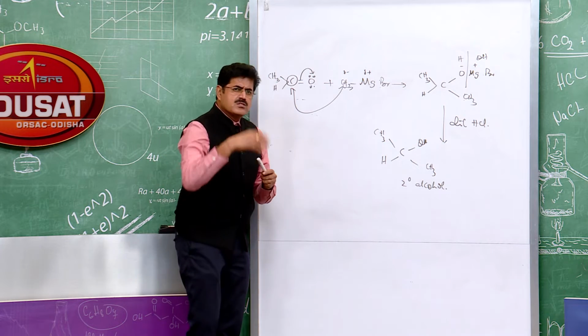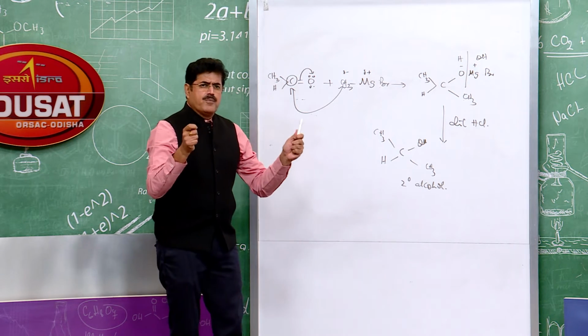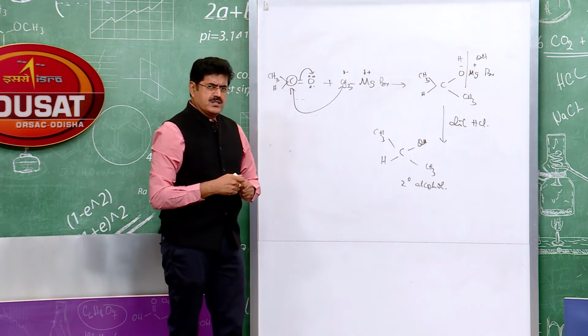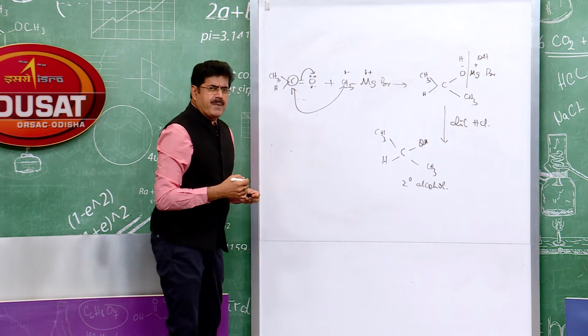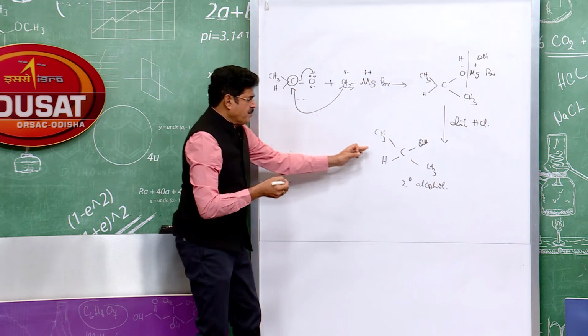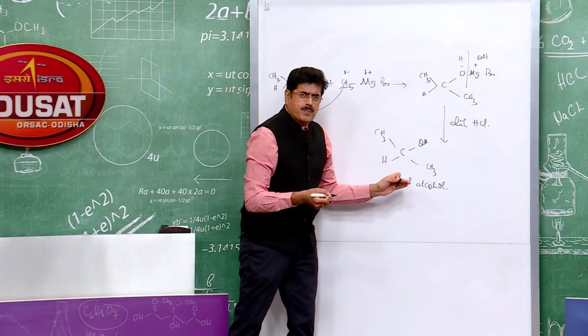Now I am asking a question, students. You can answer this question. Tell me, how will you prepare isopropyl alcohol by using a suitable Grignard reagent? Isopropyl alcohol is this one, or propan-2-ol. This is propan-2-ol, or by the common name, isopropyl alcohol.